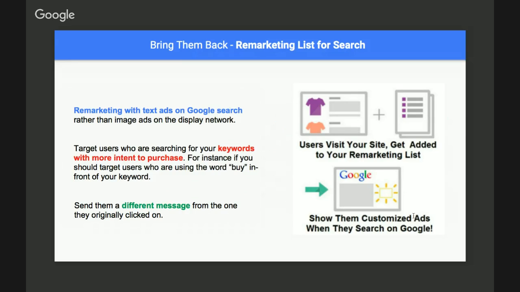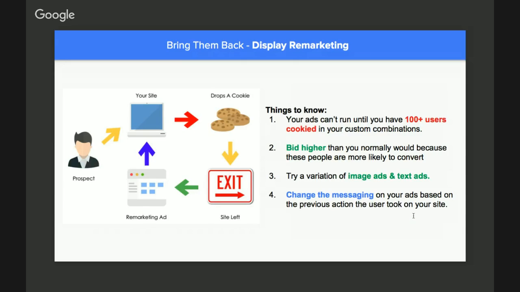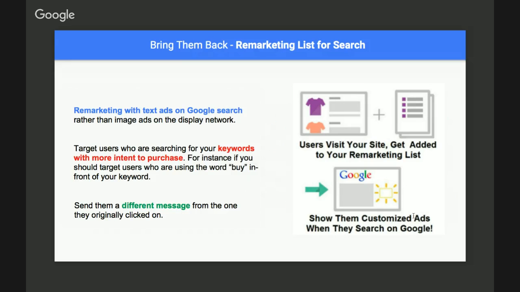So there's also remarketing list for search. Whereas this slide talked about remarketing on display with image ads and text ads on different websites all around the internet, remarketing list for search talks about remarketing actually in Google's search. So the way it works, it's text ads on Google search rather than mostly image ads on the display network.